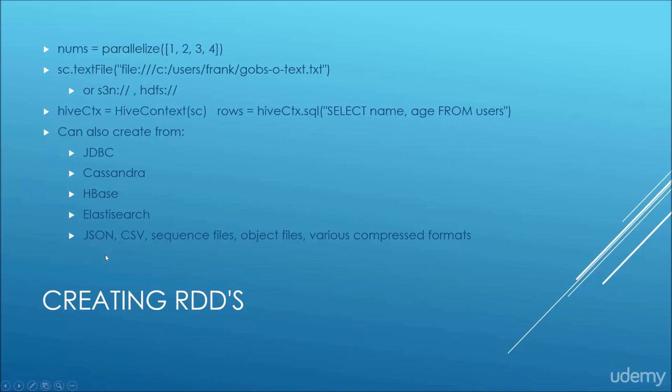through Spark as well. So you can load up JSON information, comma-separated value lists, and you can also talk to things like sequence files and object files, and also load compressed formats directly. So there's a lot of ways to create an RDD. So pretty much whatever format your source data might be in, odds are you can create an RDD from it in Spark pretty easily.